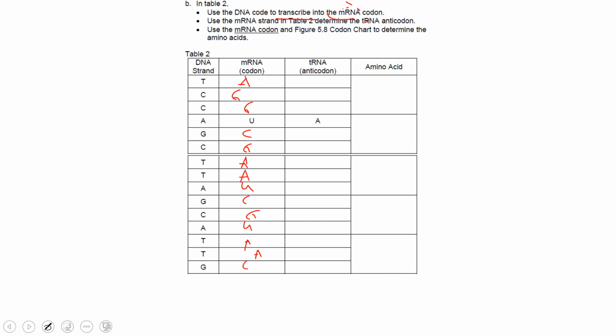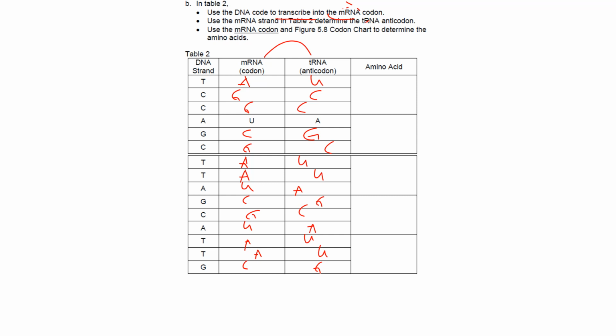Okay, so there's the messenger RNA. Then it says to use the messenger RNA strand to determine what the tRNA anticodon is going to be. So again, we're doing complementary base pairing between mRNA and tRNA. Remember, we can't do T's once again. So A is going to go to U, G to C, like so.